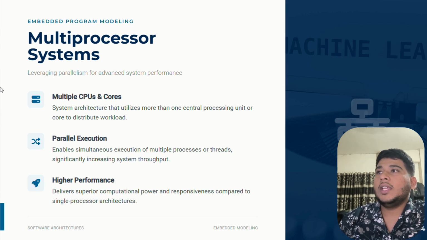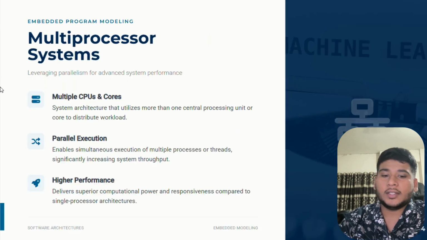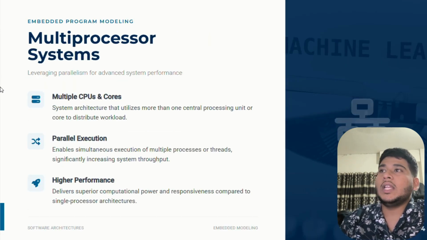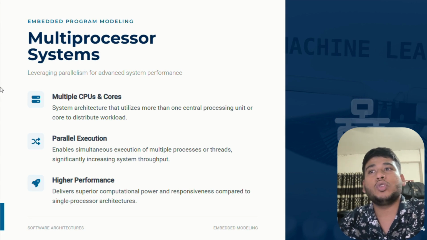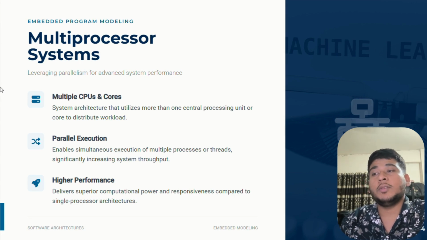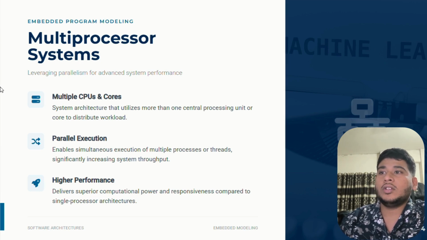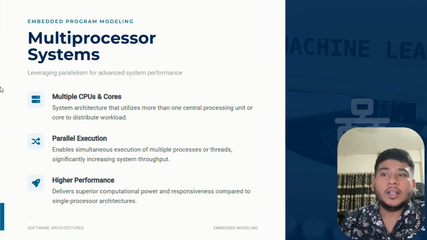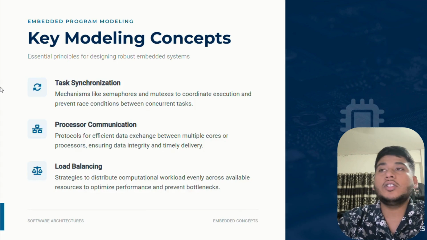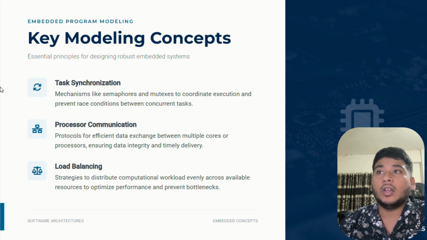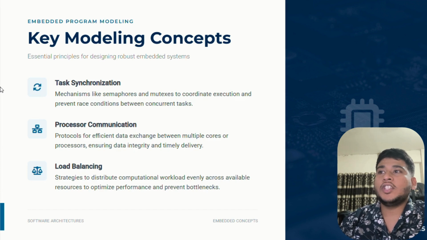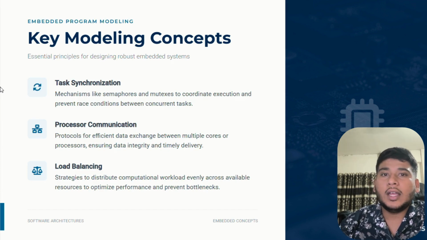Then program modeling. We previously talked about the single processor system. Now we will talk about multiprocessor systems. Here, multiple CPUs and cores: a system architecture that utilizes more than one central processing unit or core to distribute workload, enables simultaneous execution of multiple processes or threads, significantly increasing system throughput, and delivers superior computational power and responsiveness compared to single processor architectures. The key modeling concepts, the essential principles for designing a robust embedded system, are time synchronization, processor communication, load balancing, etc.